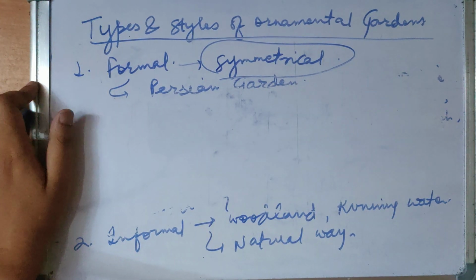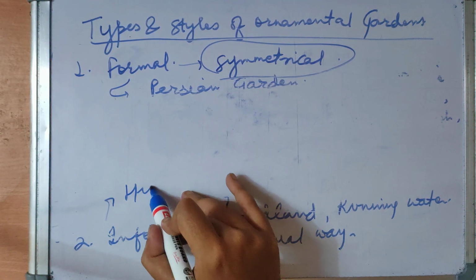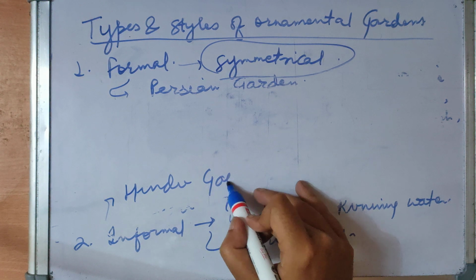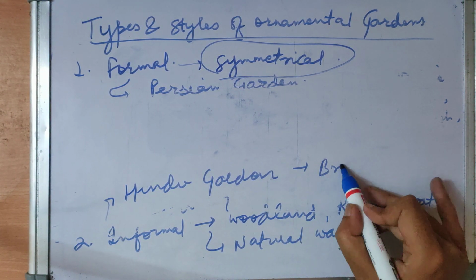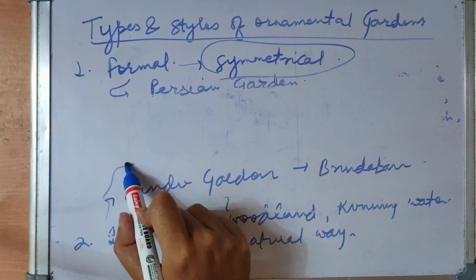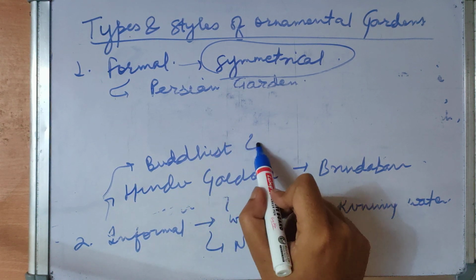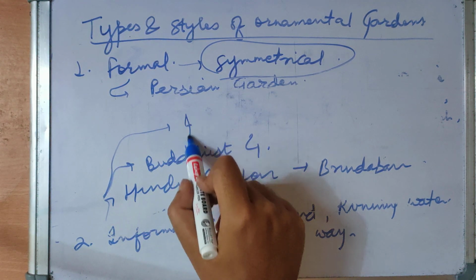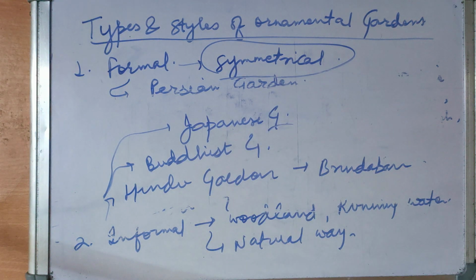The examples of these informal gardens are the Hindu garden, which you can see in Vrindavan. Second, Buddhist gardens. Third, you can say Japanese gardens. So these are informal gardens. There is not much use of symmetry here. Now the third one is special types of gardens.